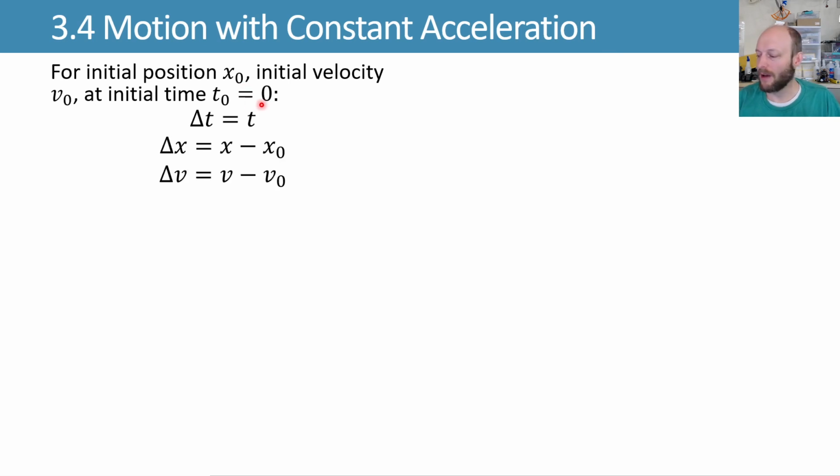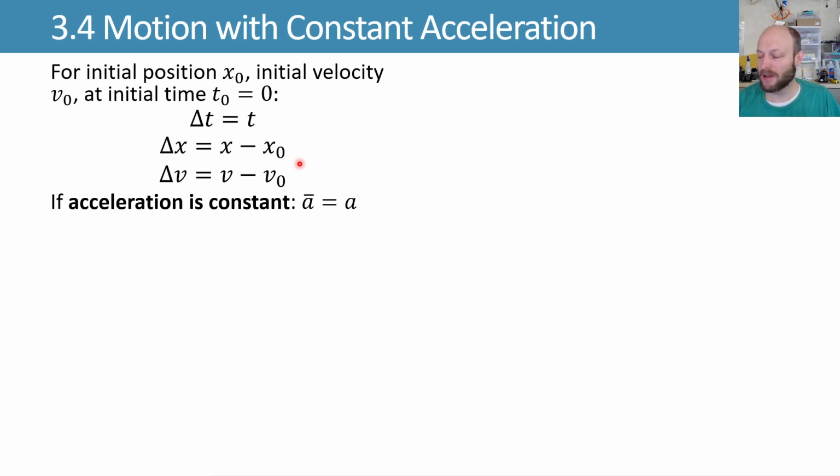So first, our delta t now just becomes whatever my time is. We're assuming we're starting at time 0 and my final time is just time. My displacement is now final position minus initial position. And my change in velocity is final velocity v minus initial velocity v naught. So if we have constant acceleration, our acceleration instantaneously is the same as our acceleration on average. It doesn't change, so they're equal. So we have a bar is just equal to a.